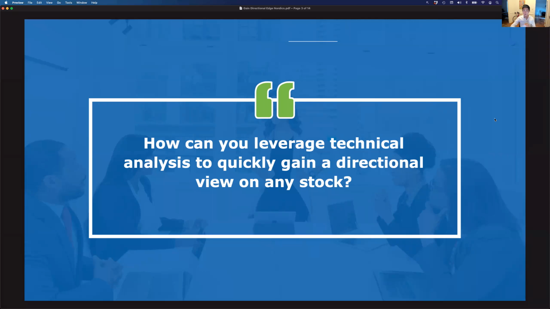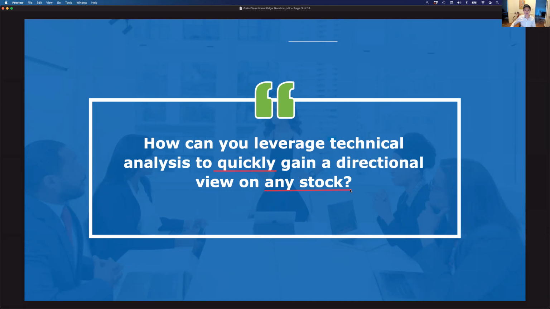Okay, so for those of you that are not using technical analysis, I'll give you a brief overview as to what the main uses of technical analysis are and why it's important, at least for my trading. Tell you a little bit about the different types of methodologies that we use, and then show you how OptionsPlay automates that for you predominantly. But the primary thing I want investors to walk away with from today's session is understanding how you can leverage technical analysis to quickly gain a directional view on any stock. And the key words here are two words: quickly and on any stock.